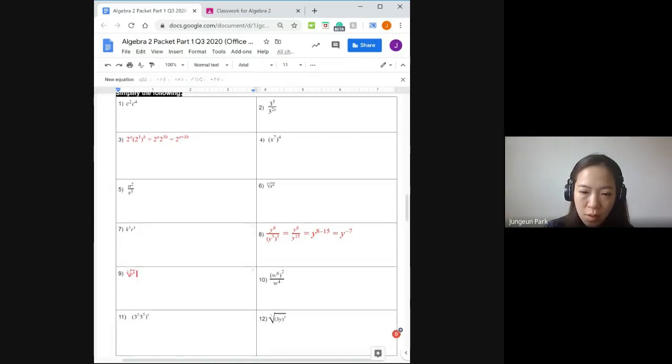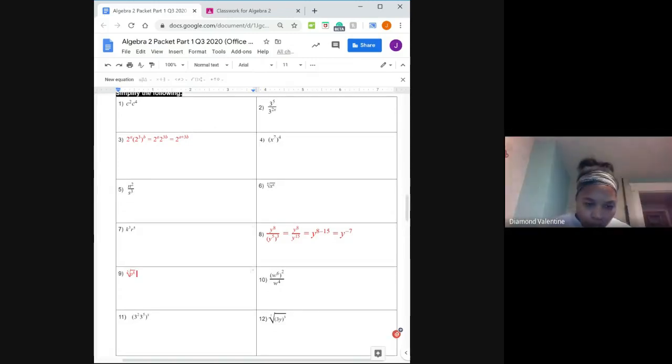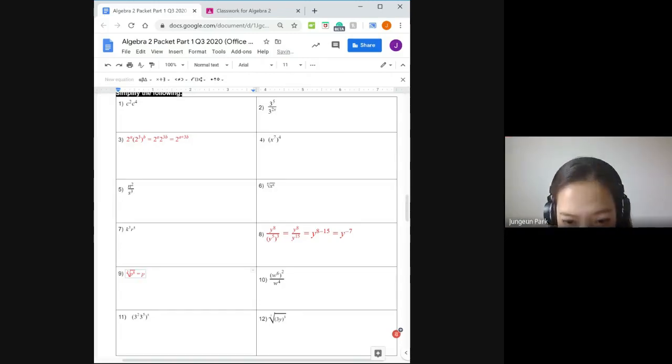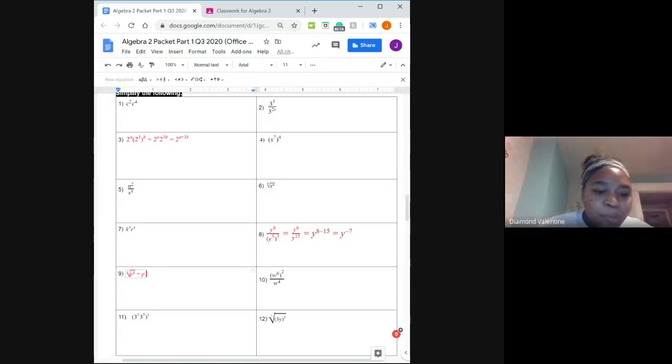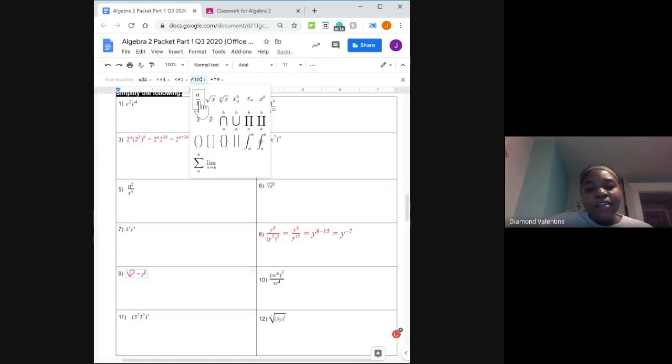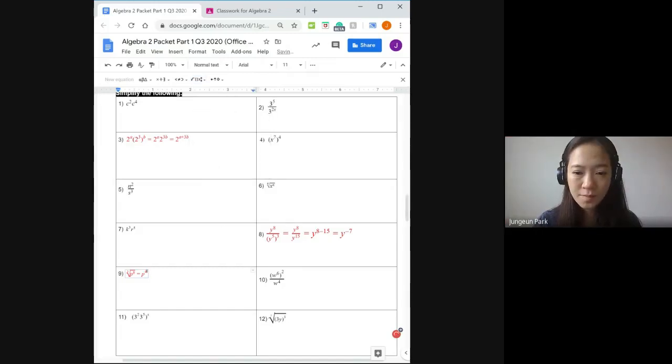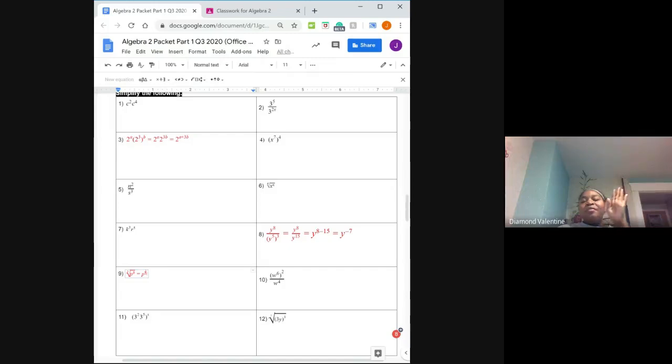All right, number 9. What number is that? The fifth root of p to the 8th power. So it would be p to the 5 over 8. What is supposed to be the denominator? Oh, it will be 8 over 5.